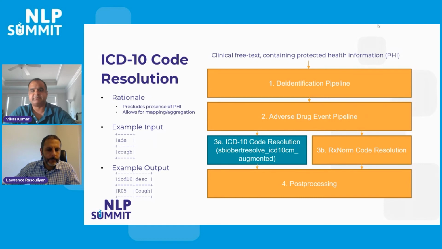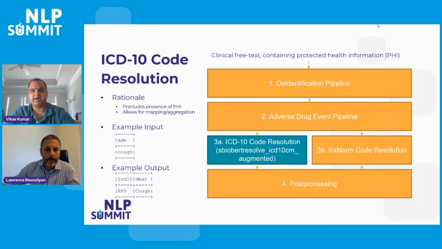A second occurrence we want to avoid is, say you had two patients on lisinopril. One was identified in the note as having cough, and the second one was identified in the note as being coughing. So there, the text strings for the adverse drug event are different, even though they're referring to the same diagnosis, and therefore it would be impossible to aggregate between those two events. So to solve those two problems, we use something called code resolution.